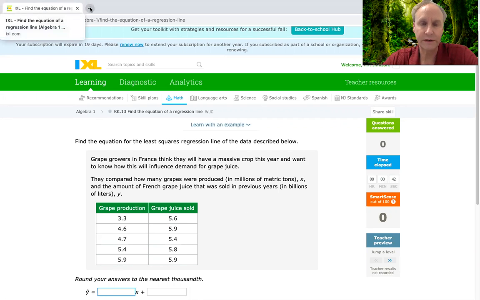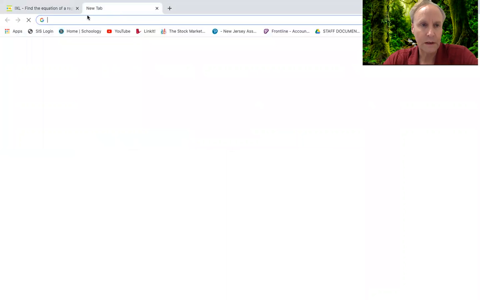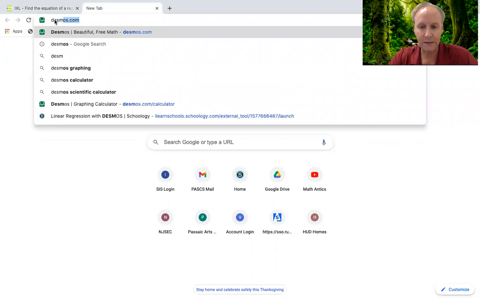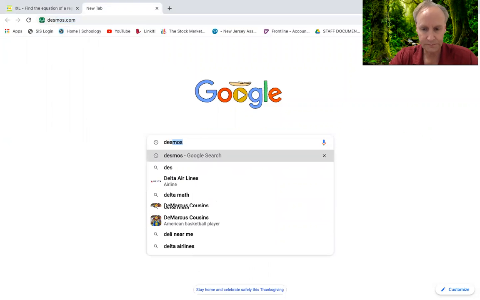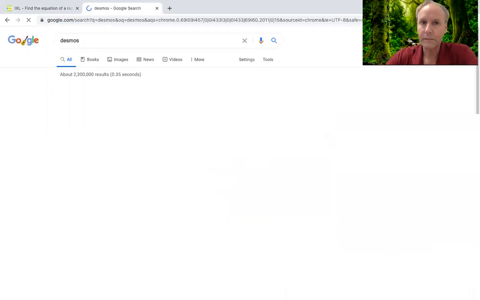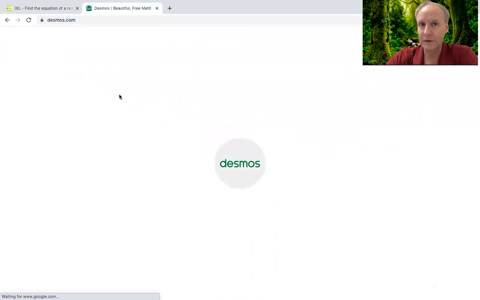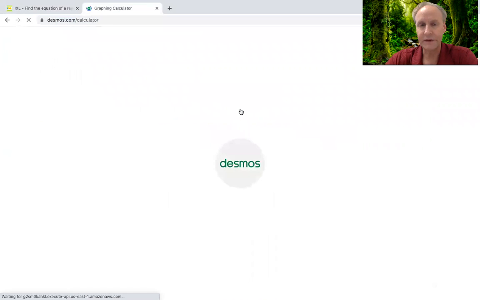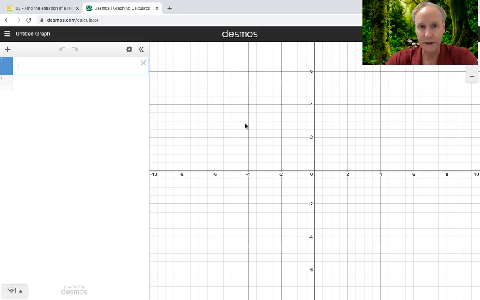But here's what we're going to do. I'm going to go ahead and open another tab, and I'm going to go to what's called Desmos. You can type it in the address bar. You can type it in a search bar. I'll show you it works. And it's going to be this Desmos calculator. I think you're going to like it the best. It's very easy to use. It's very intuitive. And it gives you a graph over here. It gives you some boxes.